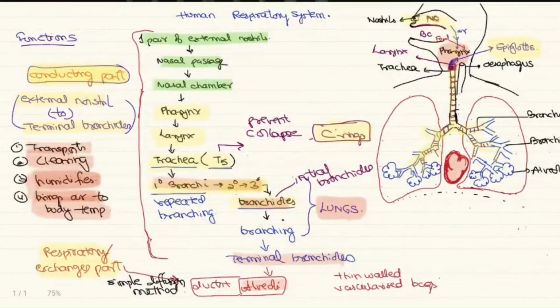The second part is called the respiratory part or the exchange part. This consists of the fine ducts along with the alveoli. So this is about the human respiratory system. Let's continue with the structure of lungs. So let's see the structure of lungs.